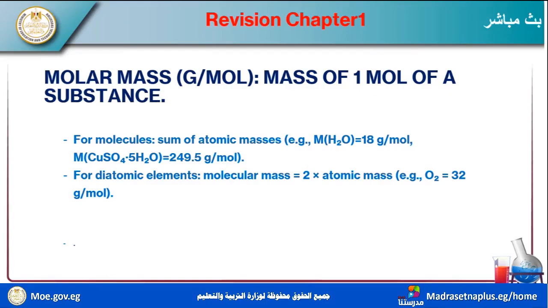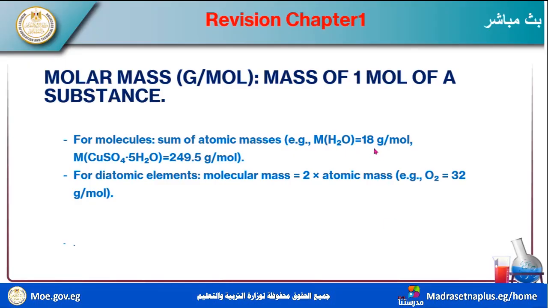Can you help me with the molar mass of hydrogen and O? Now you must know, in your paper you have the molar mass of H. If you need any atom or any given number, you will find it in your paper, in the last page of the exam paper. The result equals 18 gram per mole.